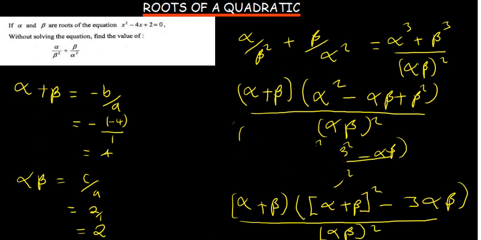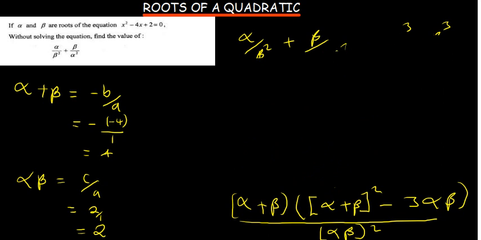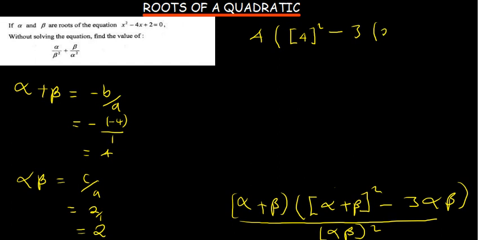When you reach here, that's when you can now substitute. So first we have alpha plus beta. Alpha plus beta is 4. And then in the brackets, you've got alpha plus beta again, which is 4. You square that minus the 3 alpha beta, that is 2. And then divided by alpha beta squared, which is 2 squared.